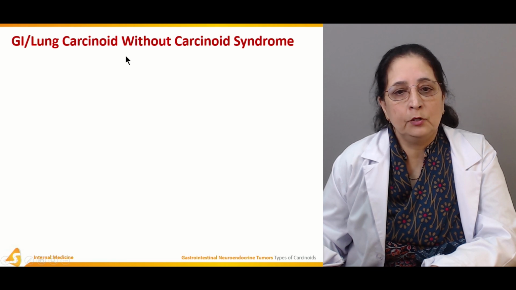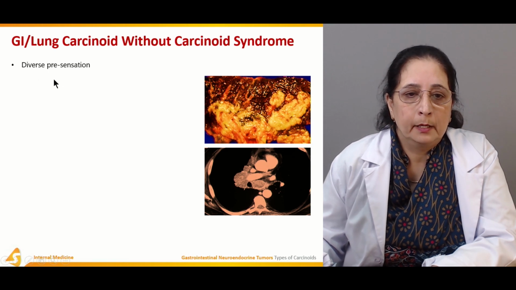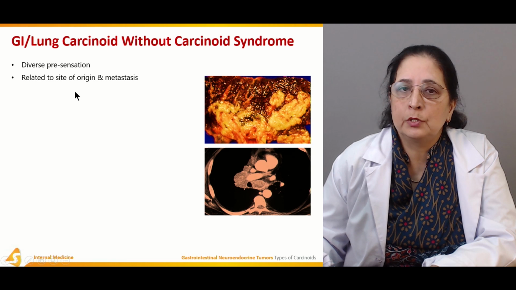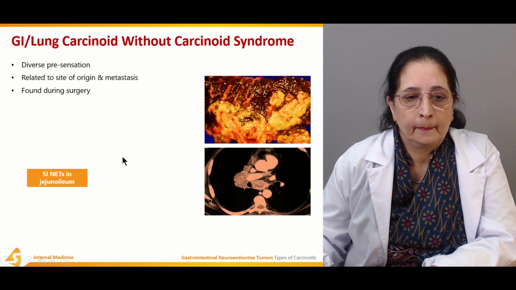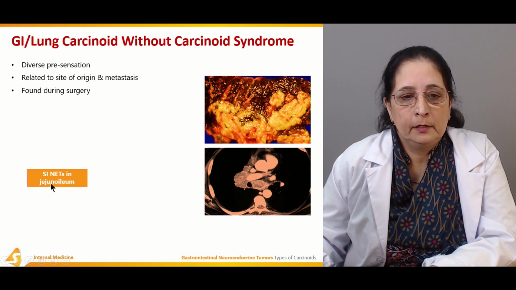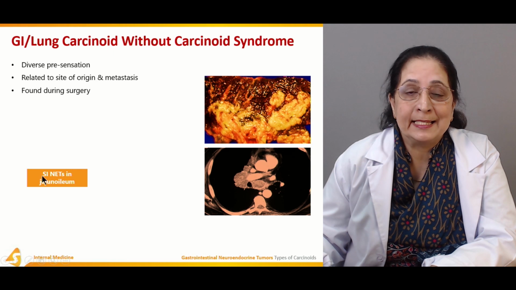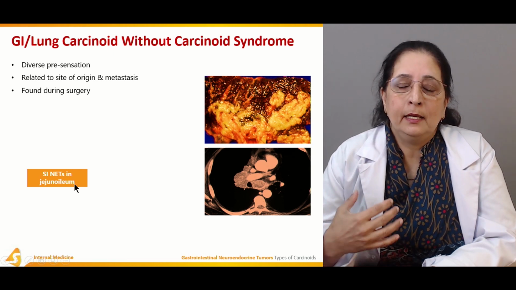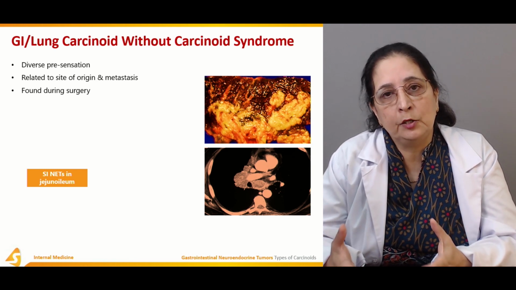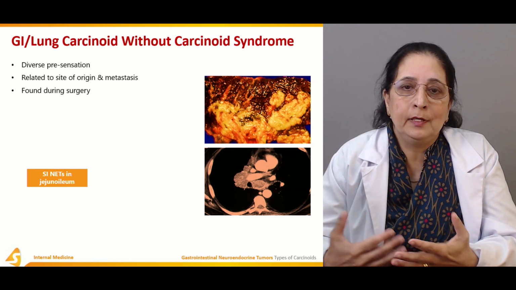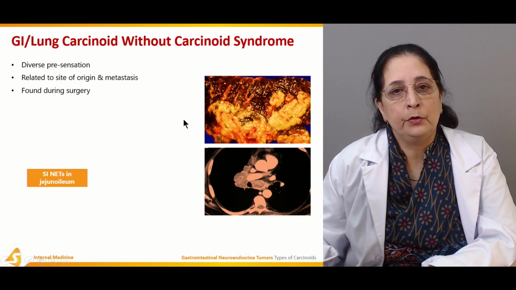GI and lung carcinoid without carcinoid syndrome. Diverse presentation related to site of origin, and metastasis found during surgery. And these are the neuroendocrine tumors in the jejunum, silent. They are silent, they do not produce any symptoms, do not produce carcinoid syndrome, and they are diagnosed during some other surgery. So they are found during surgery.